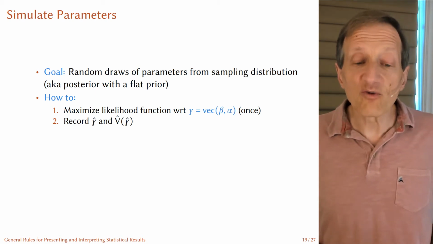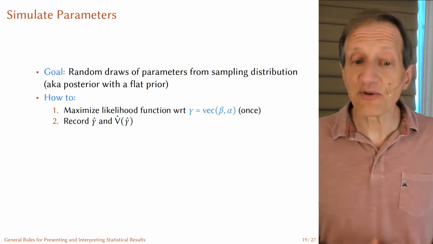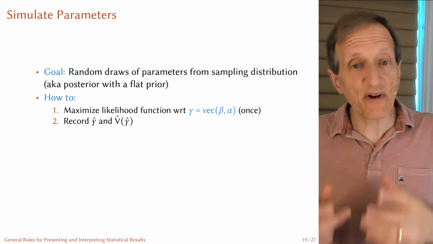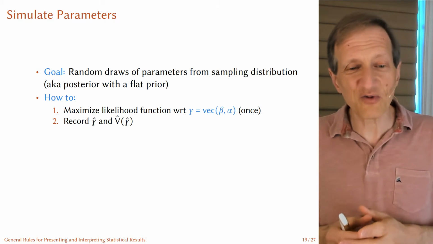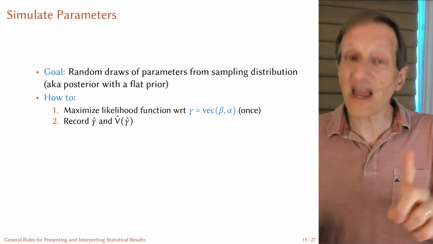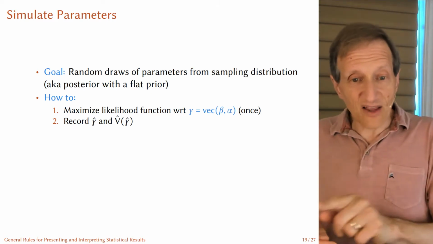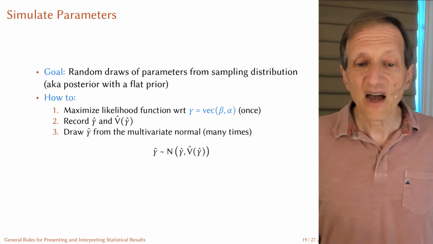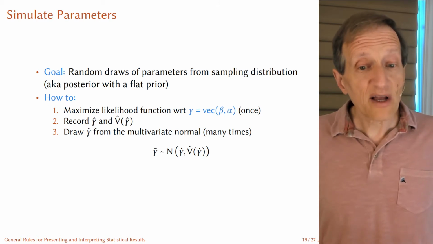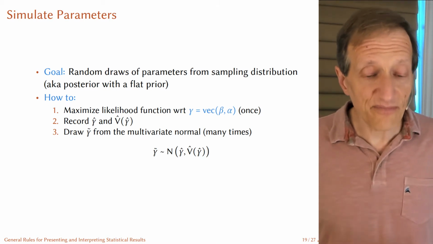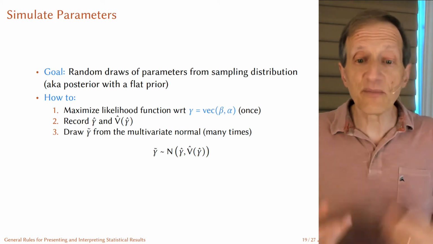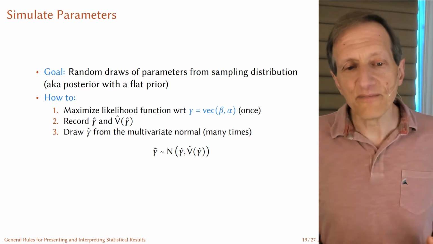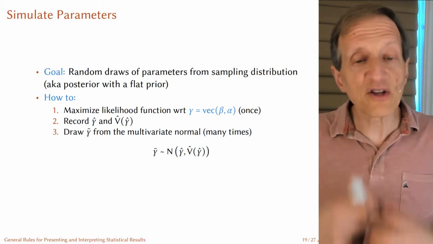Second, we will record gamma hat, that's our maximum likelihood estimates, and the variance of gamma hat, which is the variance covariance matrix, or the variance matrix, or the covariance matrix, which if there's k elements in gamma, is going to be a k by k matrix. The diagonal elements are the squares of the standard errors. Okay. Then we're going to draw gamma from the multivariate normal. We're going to call it gamma tilde in order to reflect that it's simulated. And we're going to draw that from a multivariate normal distribution.